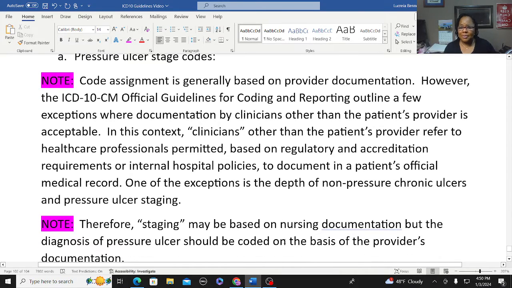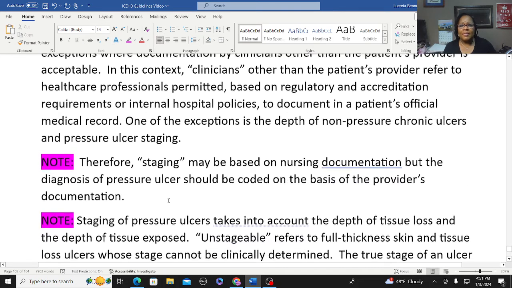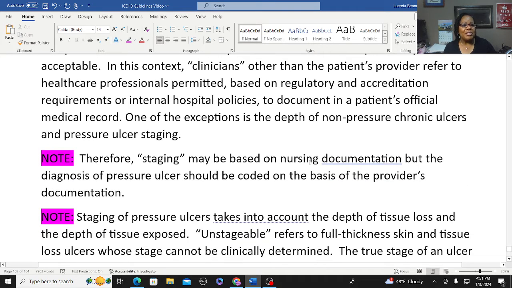One of the exceptions is the depth of non-pressure chronic ulcers and pressure ulcer staging. Therefore, staging may be based on nursing documentation, but the diagnoses of the pressure ulcer should be coded on the basis of the provider's documentation. So again, if the provider did not state that there was an ulcer, we cannot code the ulcer. But when the provider does state that there is an ulcer, we can code the ulcer and we can capture the staging if it's not documented by the physician in the nursing notes.